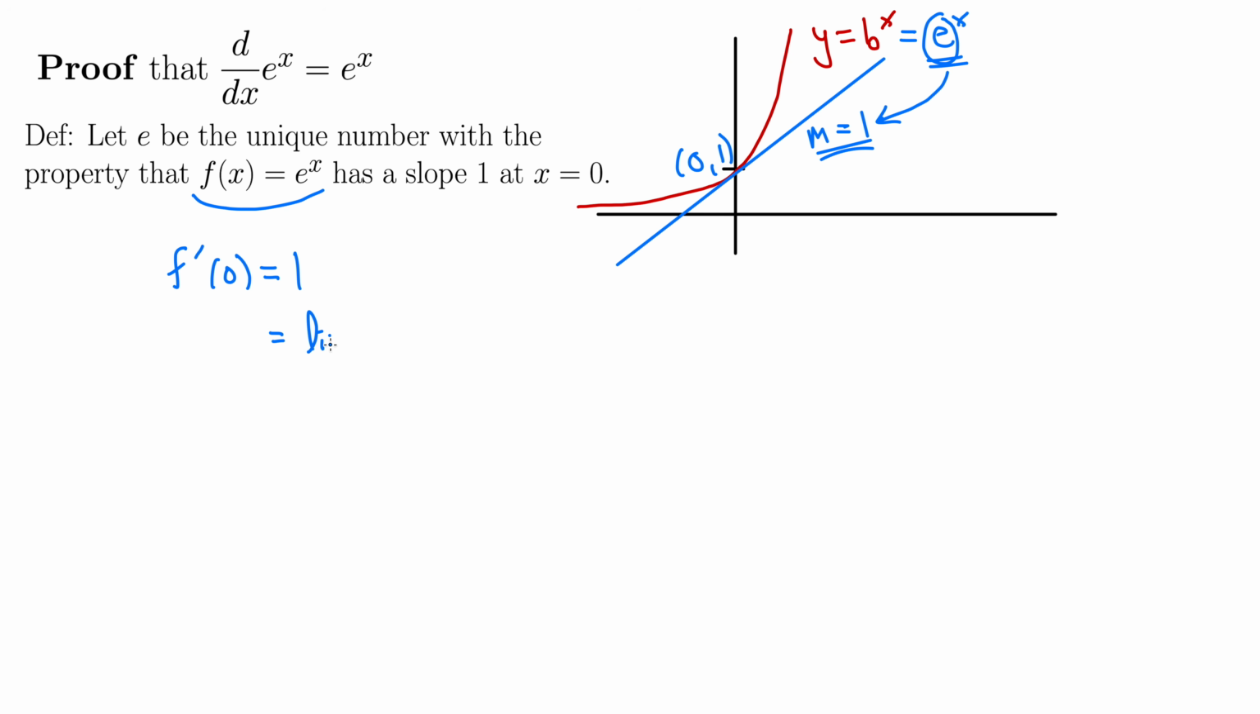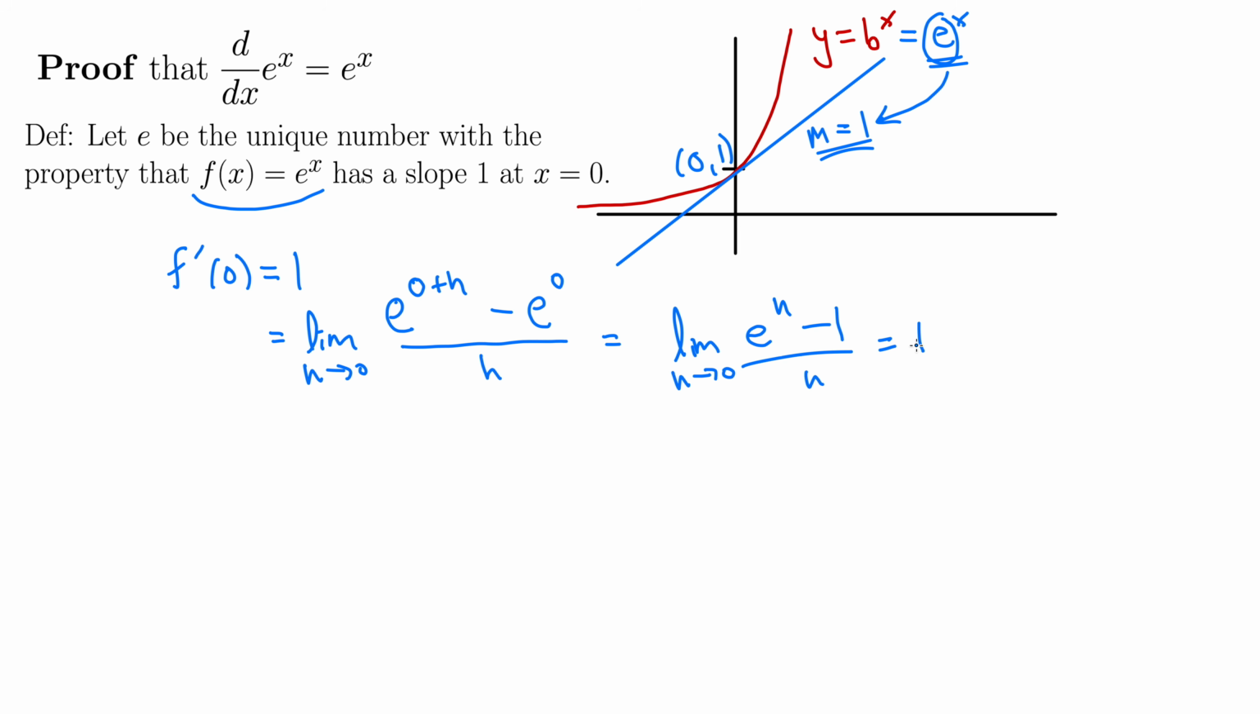So this is the limit, if you recall, as h goes to 0, of f of a plus h. We'll use the definition of the derivative at a point. So f of 0 plus h minus f of 0, which is e to the 0, all over h. Okay, so we know that this must be equal to 1. But we can simplify this a little bit. This tells us that the limit as h goes to 0 of e to the h minus 1, all over h, equals 1.